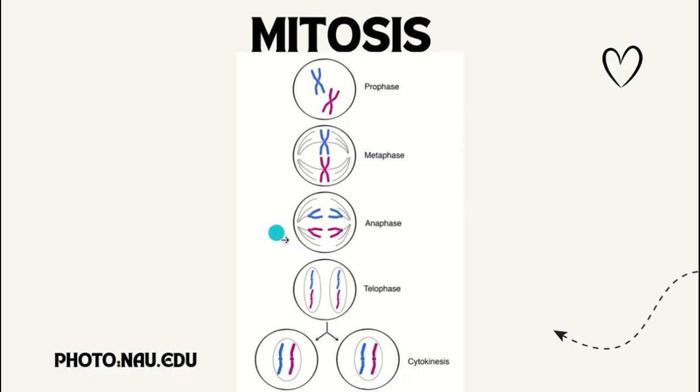As we move down to anaphase, by the way, this is a way to remember: prophase, pro means before. So before, the chromosomes become condensed. And then metaphase is from the middle, they line up in the middle. Anaphase means away.